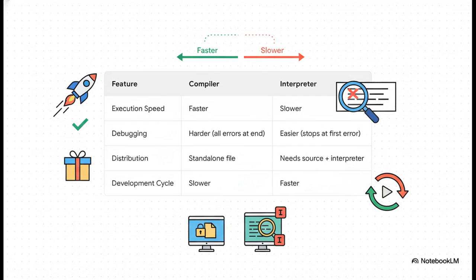With a compiler, you get a standalone file that's easy to give to other people. With an interpreter, you always need the source code and the interpreter itself to run the program. This often means that when you're actually building the thing, an interpreter can feel way faster because you can just run, test, fix, and repeat in a super quick cycle.